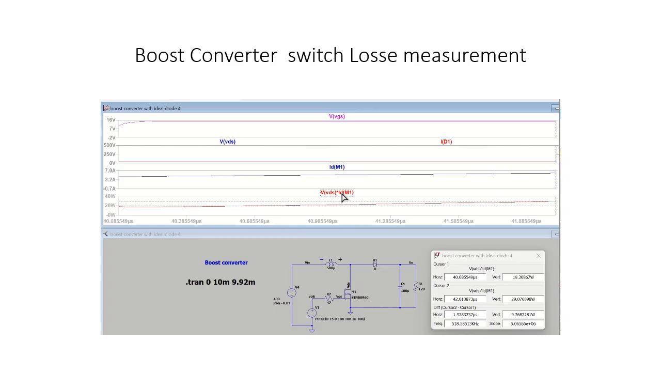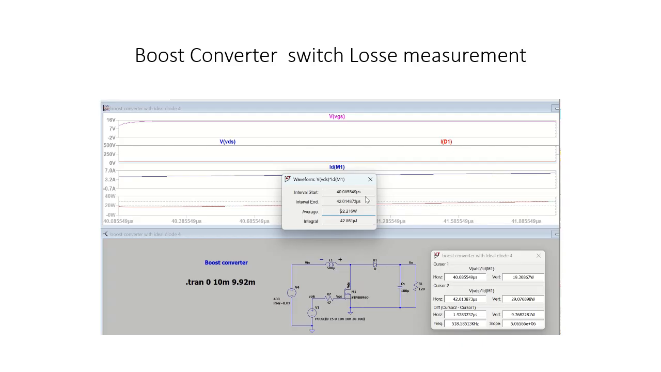Hold the cursor here, hold the control key, and click left mouse. So this is the starting of the interval, same as cursor 1. This is the end of the interval, same as cursor 2. And the average power dissipated and the energy dissipated during the on interval is 42.86 microjoules. Multiply this with the switching frequency to get the conduction loss of the MOSFET. Let me close this.